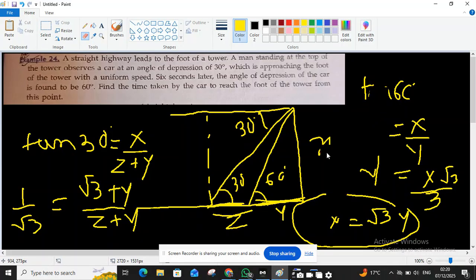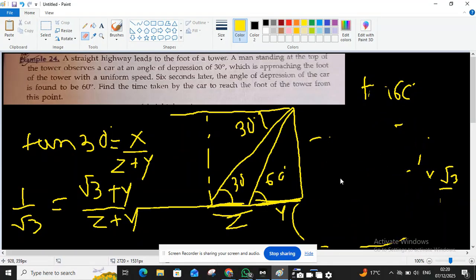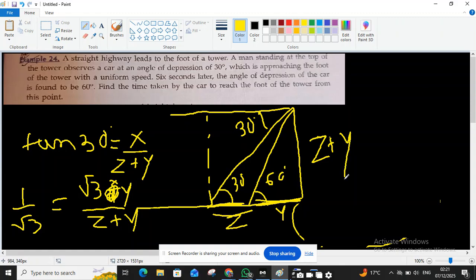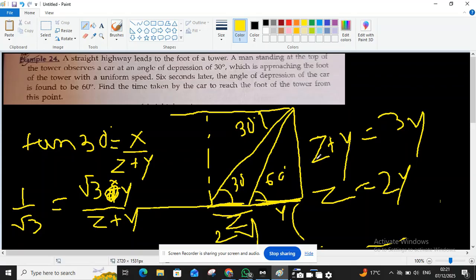I need some space, right? The diagram I cannot erase, obviously. It's a good sum, that's why it is taking time to solve, and good sums should be solved patiently. Sorry, it was root 3 into y, not plus y. Now z plus y is equal to root 3 into root 3 into y, that is 3y. So now z is equal to 2y. Very good. Now z is 2y, and this is y, and this is x, that is root 3 into y.